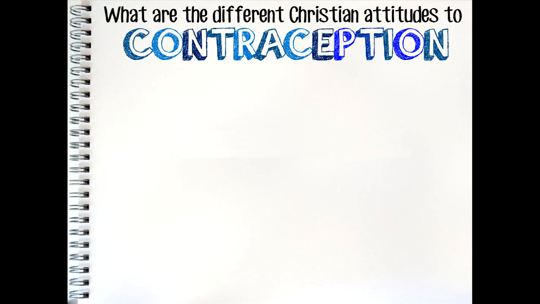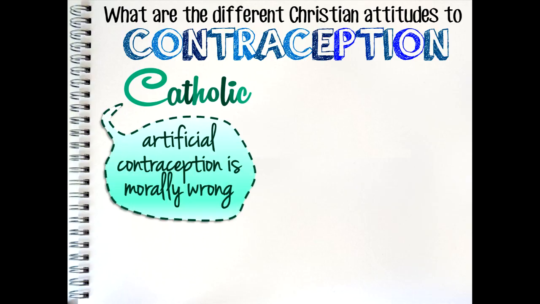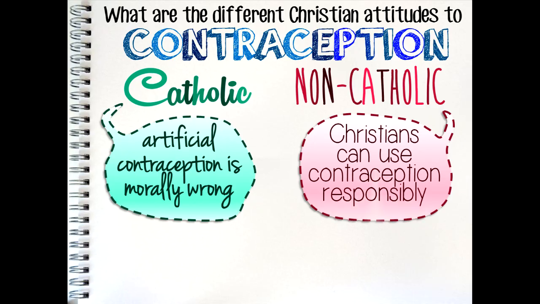What are the different Christian attitudes to contraception? For many non-religious people, the use of contraception is not controversial, apart from perhaps the use of the abortifacients mentioned. However, among Christians there are different views about the moral acceptability of using contraception. Generally speaking, we can identify two separate attitudes: the Catholic attitude, which argues that artificial contraception is morally wrong, and the non-Catholic attitude, which says it is okay for Christians to use contraception responsibly.